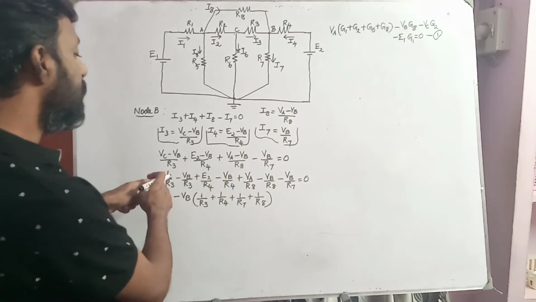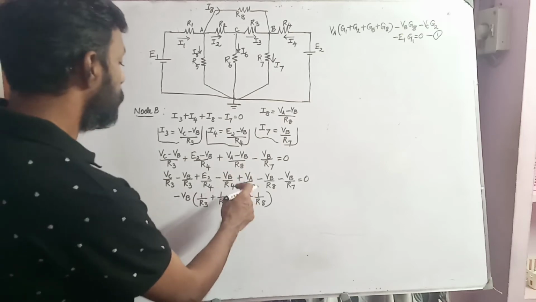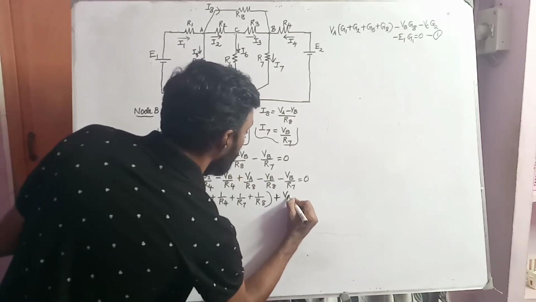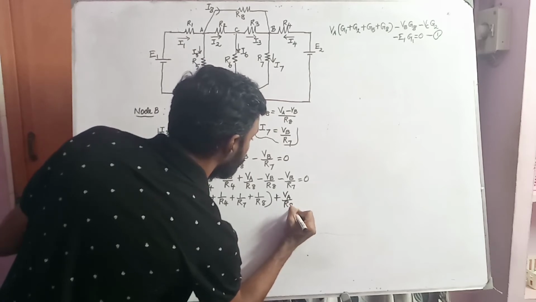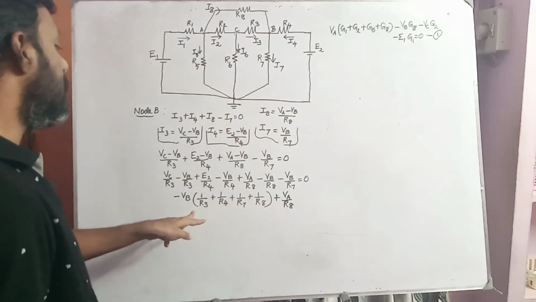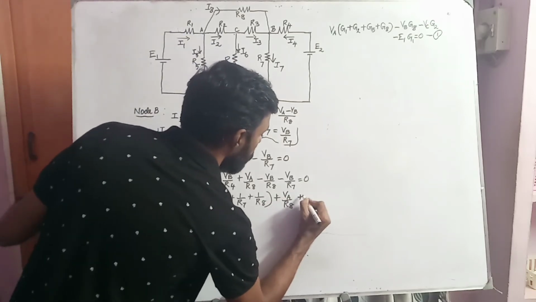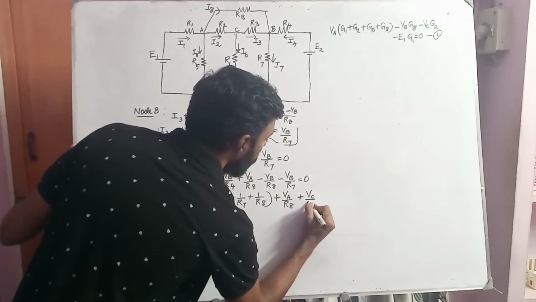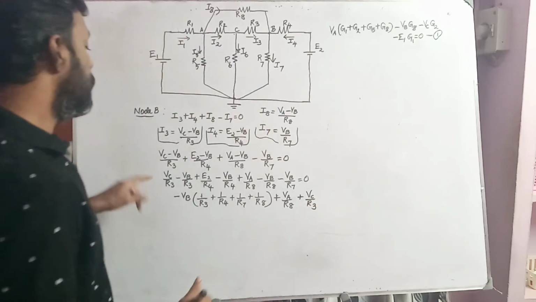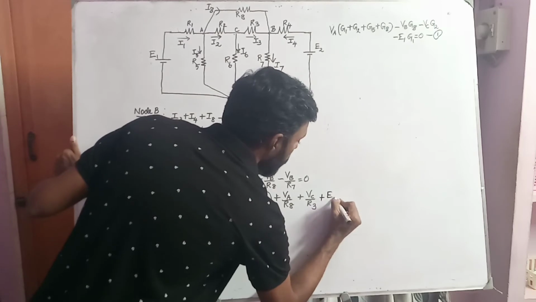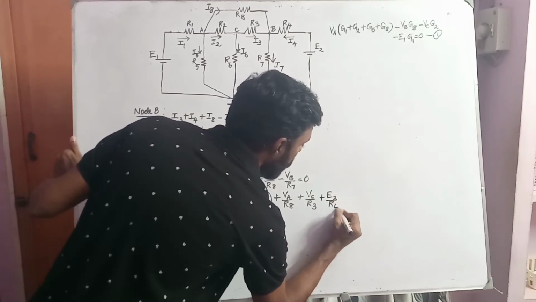I have a VC term. I have a VA term. VA term is plus VA divided by R8. I have a VB term. I have a VC term, plus VC by R3, plus E2 by R4, equal to 0.